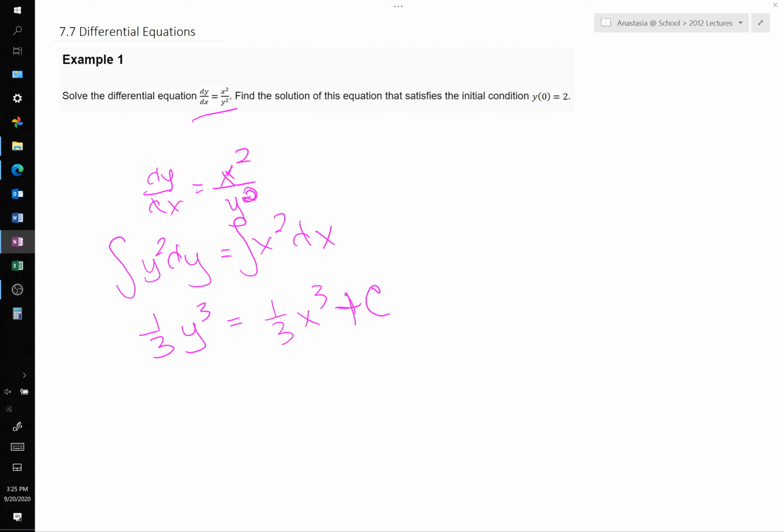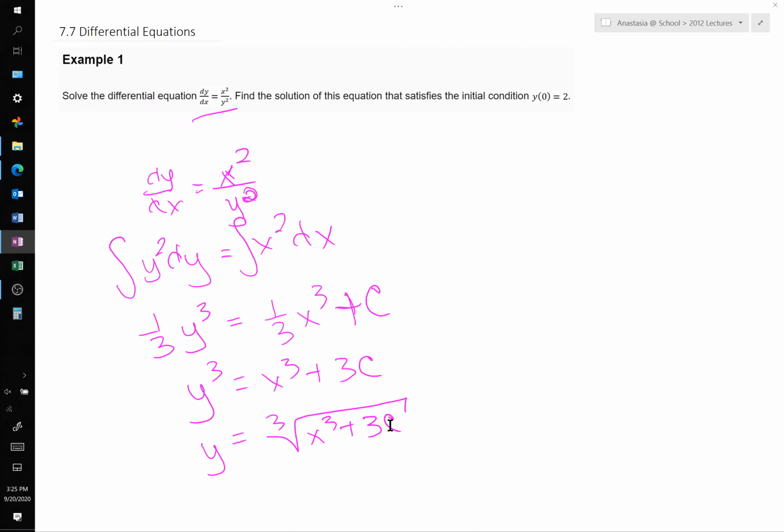Let's go ahead and solve for y so that we can get our solution. So we have y cubed is equal to x cubed plus 3c, and then taking the cube root of both sides, we get y equals the cube root of x cubed plus 3c.